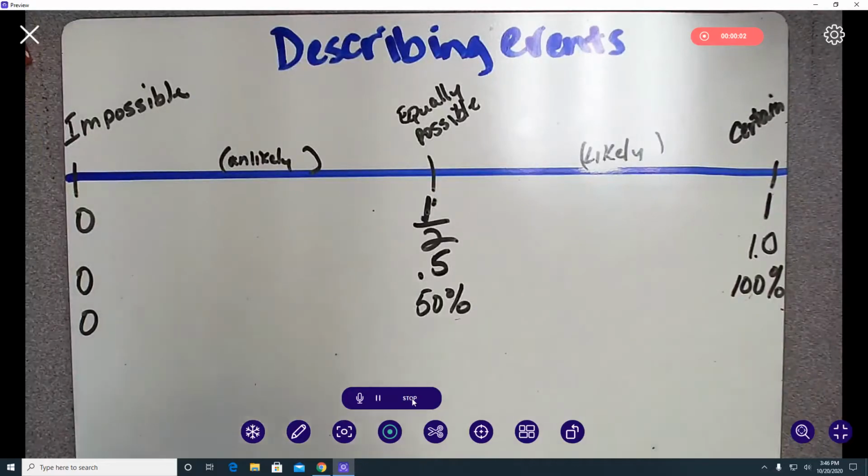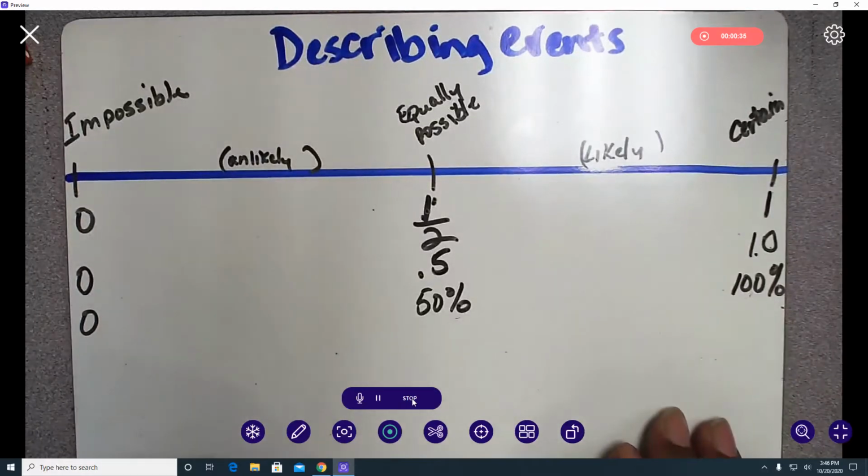Okay, so let's talk about describing these probability events. An experiment is an activity involving chance in which the results are observed. Each observation of an experiment is a trial, and each result is an outcome. A set of one or more outcomes is an event. The probability of an event measures the likelihood that that event will occur.